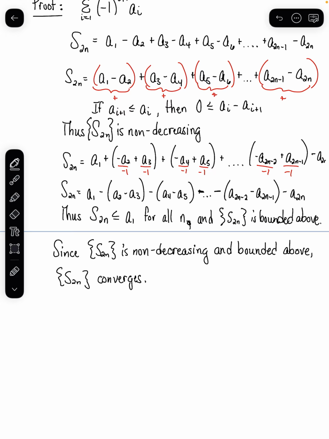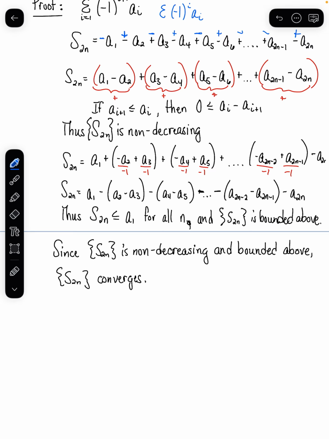Now, it is trivial to adjust this for a series that starts with a negative term, and that literally becomes just every single sign in this changes. So, for example, in the case of a series that starts with a negative term, we would have negative a sub 1, and then positive a sub 2, and then minus a sub 3, plus a sub 4, and so on. All of these signs would simply change.